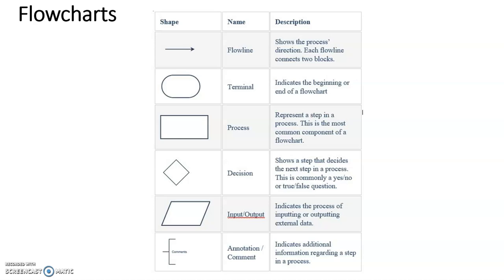Then the terminal, which should probably have come first. Terminals indicate the beginning of the flowchart and the end of the flowchart. Here is the terminal. When you want to start, you have to put in the start inside there, and you have to put in the stop. Otherwise, people will ask you, where does this algorithm start from, or where does your flowchart start from?